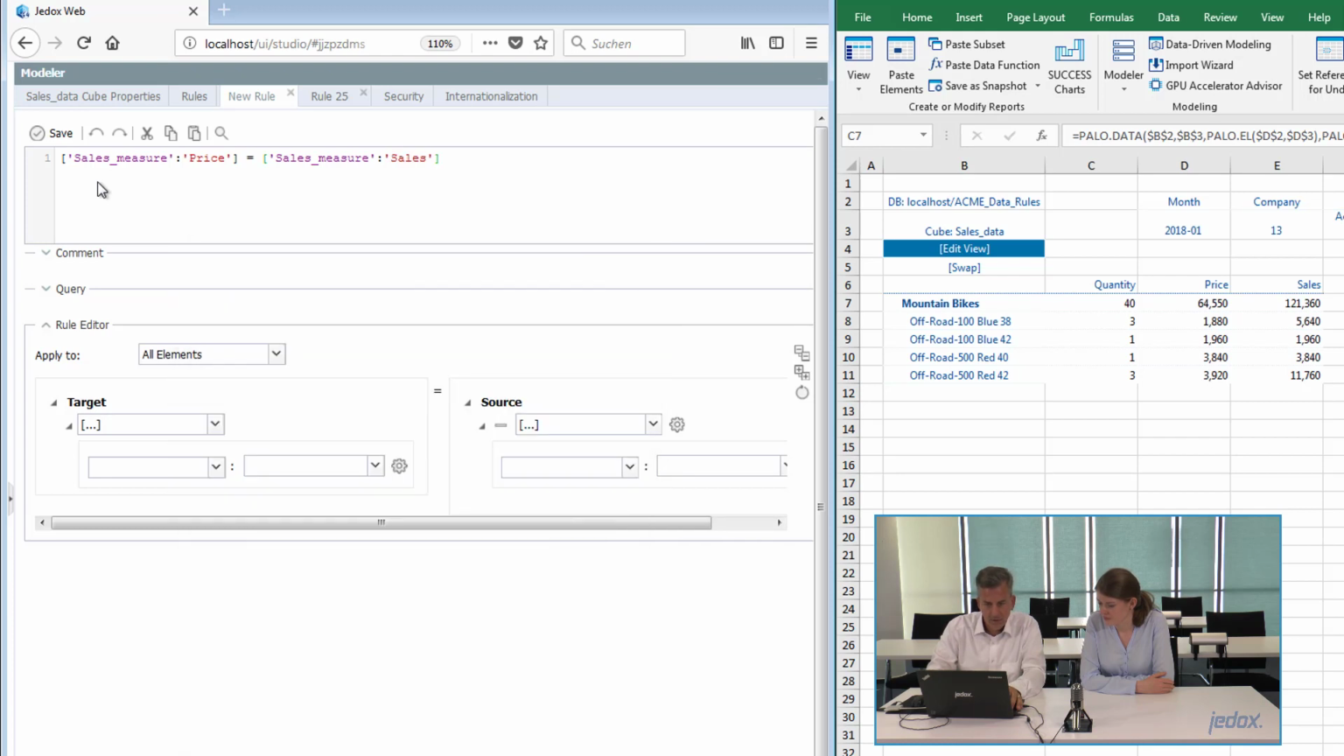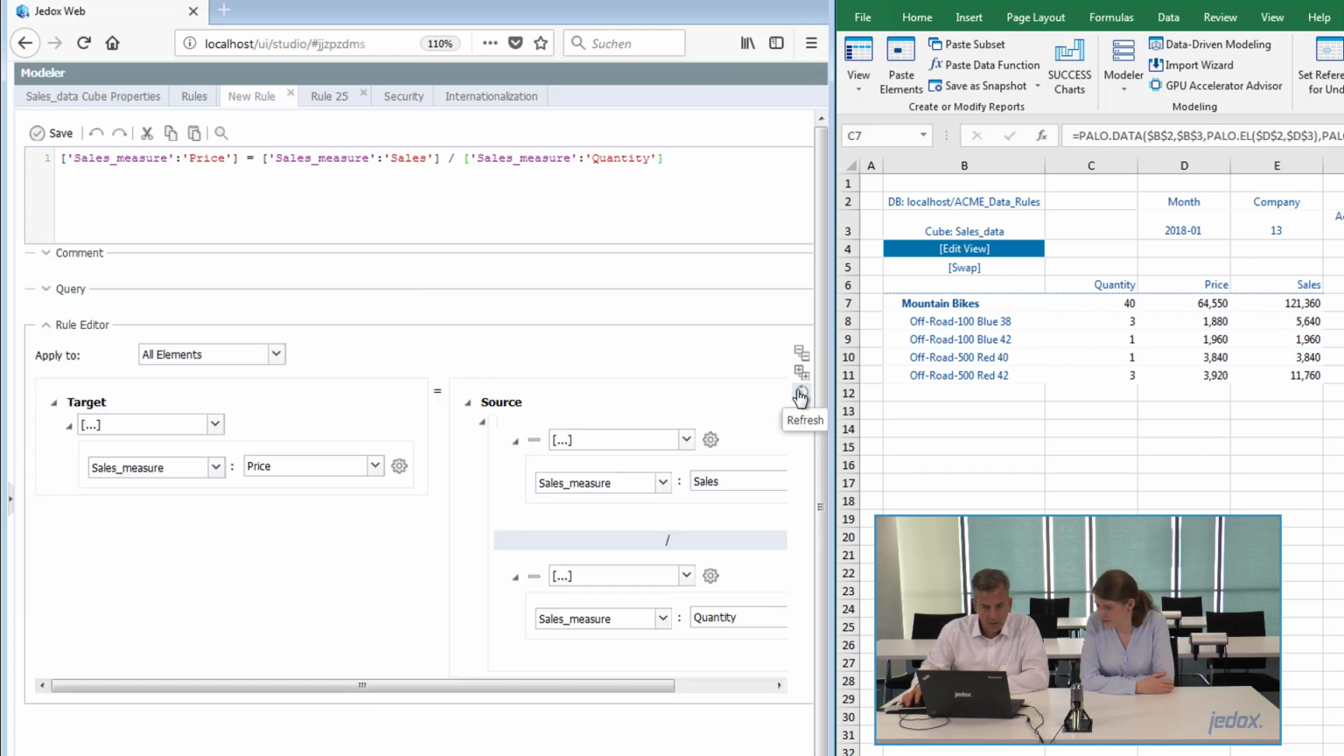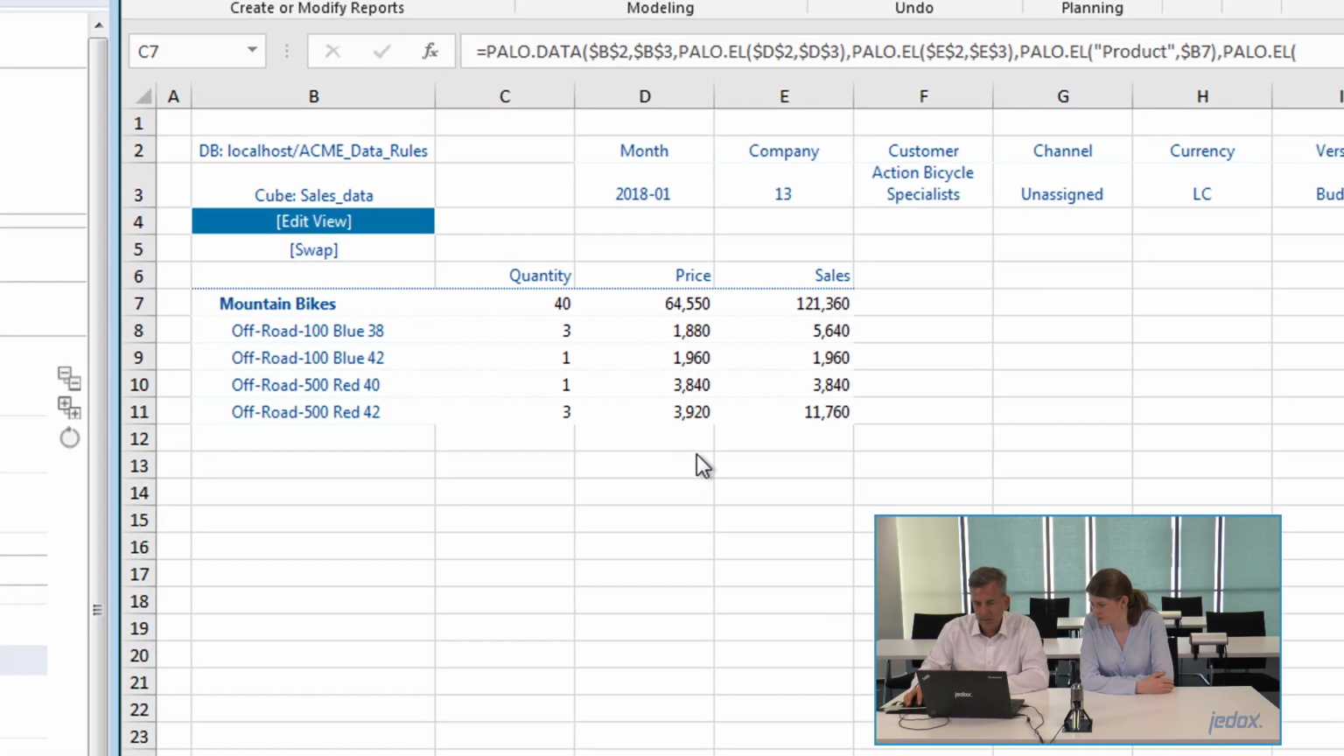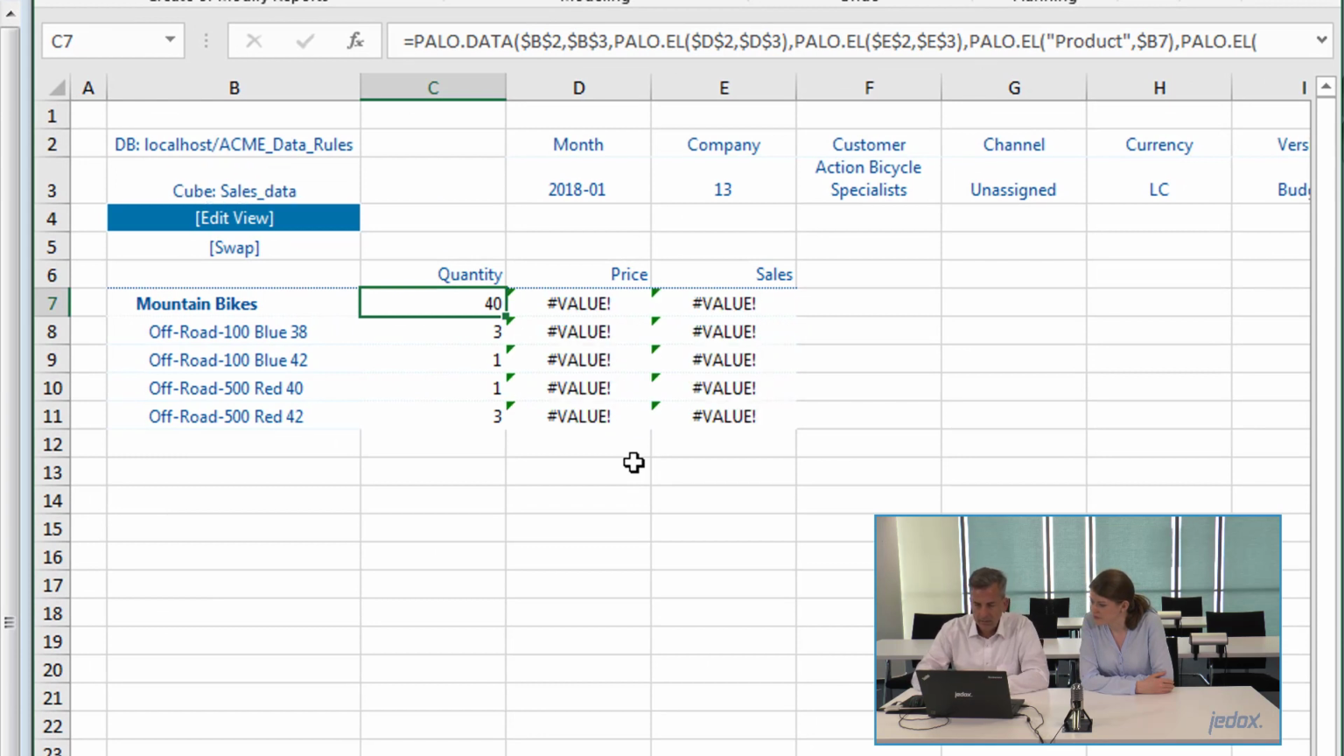There we go. And now divide by, you remember the brackets? Yeah, the brackets and then the single quotation, or I guess apostrophes. And again, the sales measure dimension, and the element is quantity. To be sure that everything is correct, we're going to refresh our building blocks here, and everything looks fine. We're going to save this. Let's take a look. F9. Oh!